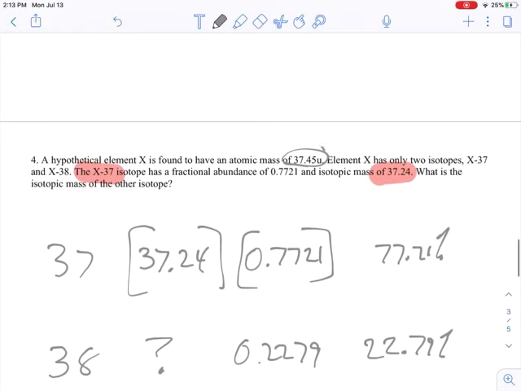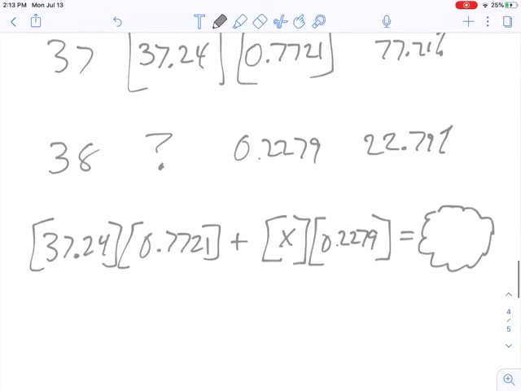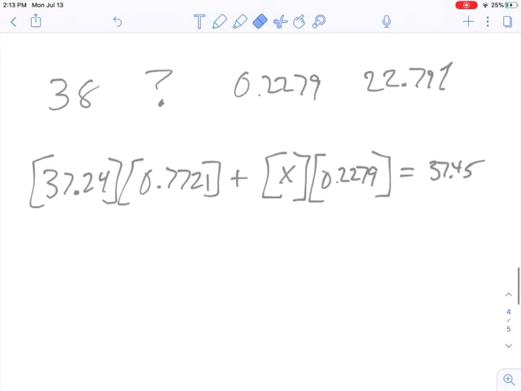And in this particular case, they actually gave that to you. Remember, that was the first thing that they told you. They said it's found to have an atomic mass of 37.45. So this guy here has a mass of 37.45. So now I've got one equation, one unknown, really easy, solve for x, and you are done.